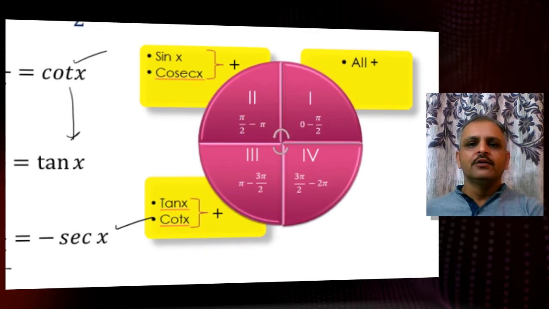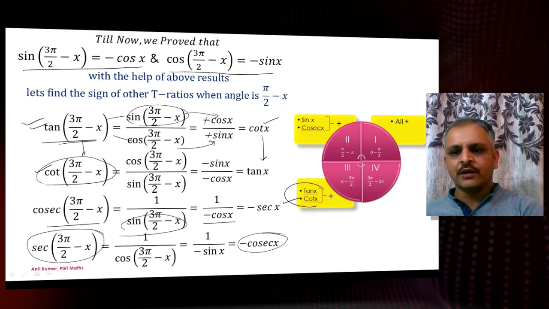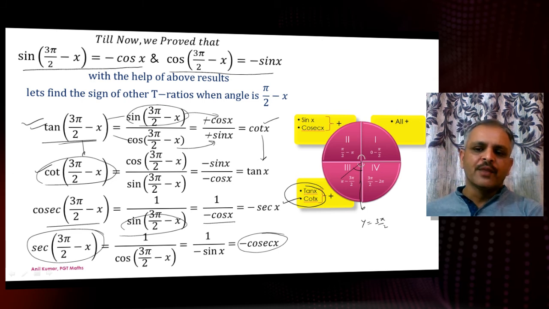So what we observed here? We observed that the values of tan and cot will be positive in the third quadrant, because I'm talking about 3 pi by 2 minus x. This line, the negative side of the y-axis, is 3 pi by 2. If it is 3 pi by 2 minus x, that means we are in the third quadrant. In the third quadrant, tan and cot are positive and the remaining t ratios will result in negatives. Either it is sine, cos, cosecant or secant, all 4 t ratios are negative.